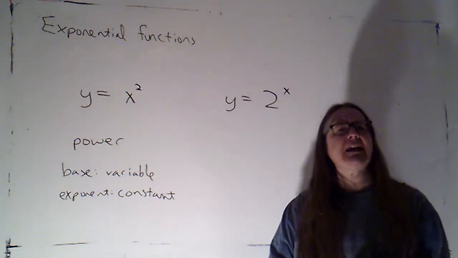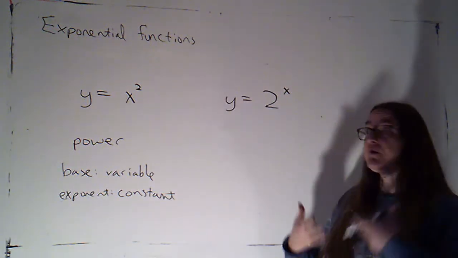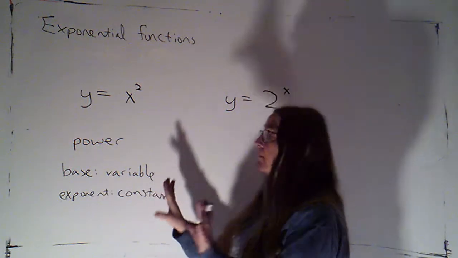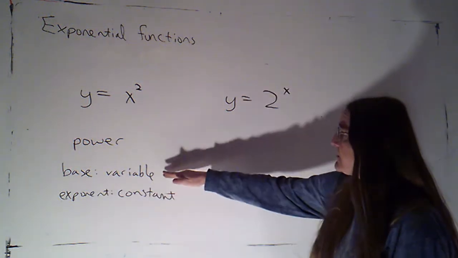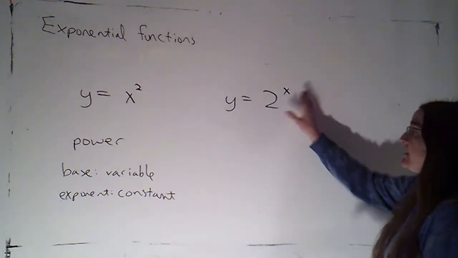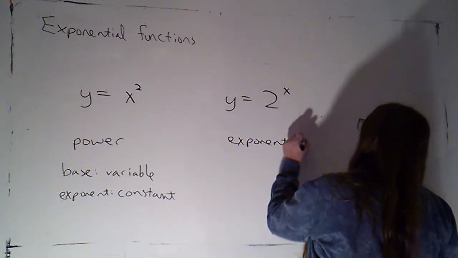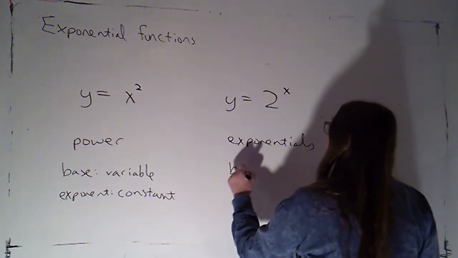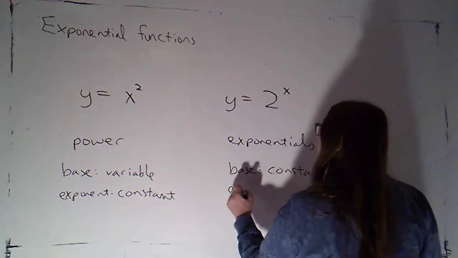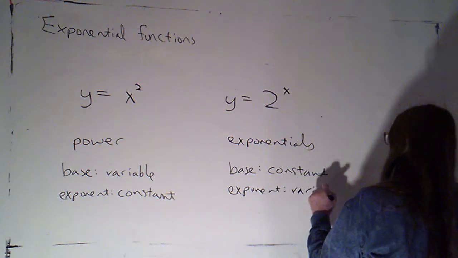We usually reserve the name power function for when the exponent is a positive integer, although the power rule applies anytime the exponent is constant. But we do need to have this combination, that the base is the variable and the exponent is constant. Here, this is an exponential function. Those roles are reversed. The base here is constant. The exponent is where we have our variable.